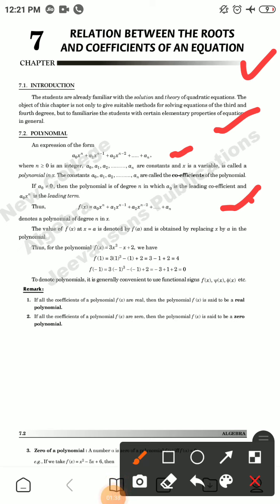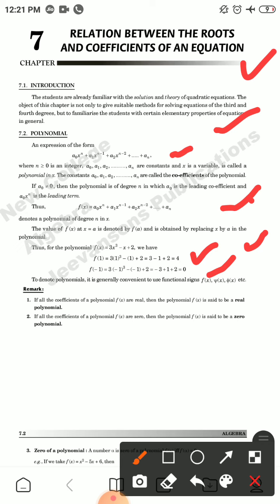The value of f(x) at x equal to a is denoted by f(a) and is obtained by replacing x by a in the polynomial. Thus for the polynomial f(x) is equal to 3x raised to power 3 minus x plus 2, we have f(1) is equal to 3 into 1 cube minus 1 plus 2, the result is equal to 4. Similarly, f(minus 1) is equal to 3 into minus 1 raised to power 3 minus 1 plus 2, and after solving, giving as a result 0. To denote polynomials, it is generally convenient to use functional signs f(x), psi(x), phi(x), etc.